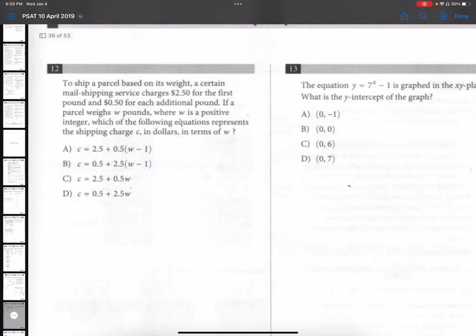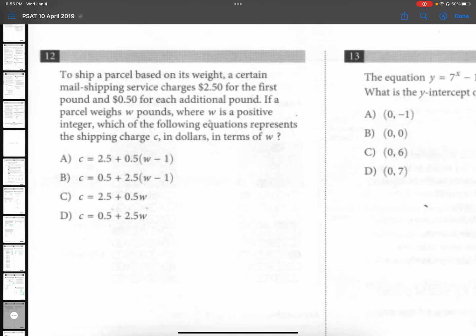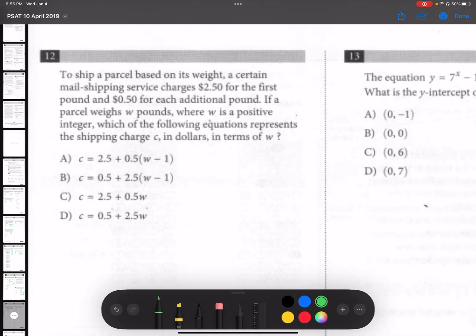All right, number 12. To ship a parcel based on its weight, a certain mail shipping service charges 2.50 for the first pound and 0.50 for each additional pound. If a parcel weighs W pounds, where W is a positive integer, which of the following equations represents the shipping charge C in dollars in terms of W?